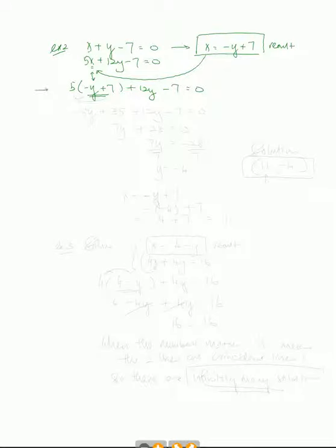Okay, so now that I have an equation in one variable, I'm going to distribute, which gives it negative 5y plus 35 plus 12y minus 7 equal 0. If I combine like terms, negative 5y plus 12y is 7y, and 35 minus 7 makes it 28 positive.